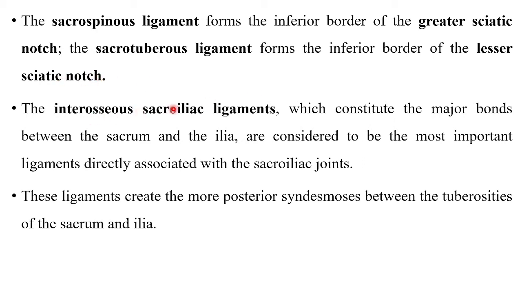The interosseous sacroiliac ligaments, which contribute the major bonds between the sacrum and ilia, are considered to be the most important ligaments directly associated with the sacroiliac joints. The main ligament associated with the sacroiliac joint is the interosseous sacroiliac ligament. So that is mainly holding the sacrum and iliac bone. These ligaments create the posterior syndesmosis between the tuberosities of the sacrum and the ilia.